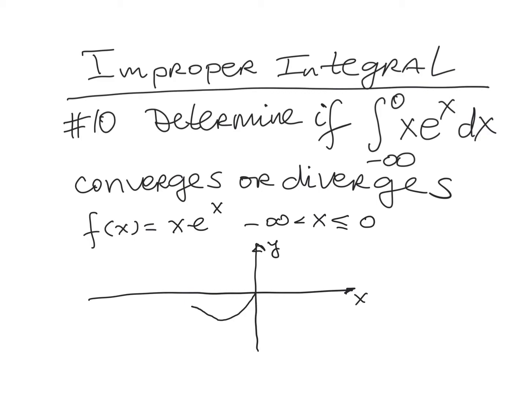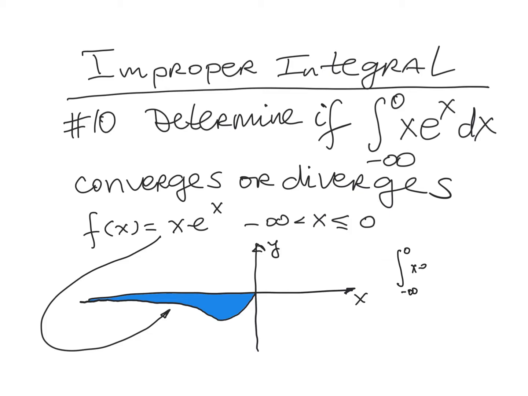The function is entirely below the x-axis, so it starts approaching the x-axis from below like that, and the integral represents this area enclosed by the x-axis and the function. And so because the area is entirely below the x-axis, we expect this integral to be negative if it exists, or if it doesn't exist, we expect the answer to be minus infinity.